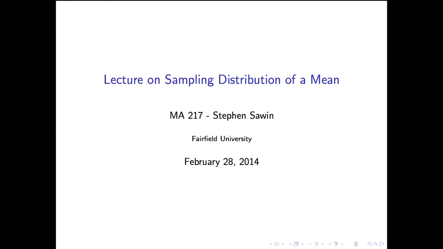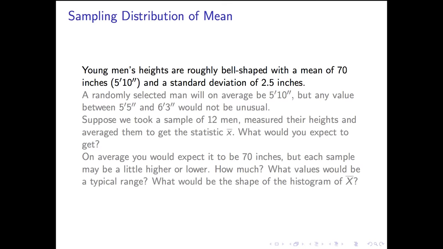This is the lecture on the sampling distribution of the mean. This goes along with the previous lecture, sampling distribution of the proportion. This will be almost perfectly analogous to it. We'll cover the same material, except where before we had a categorical variable, now we will have a numerical variable and look at its mean.